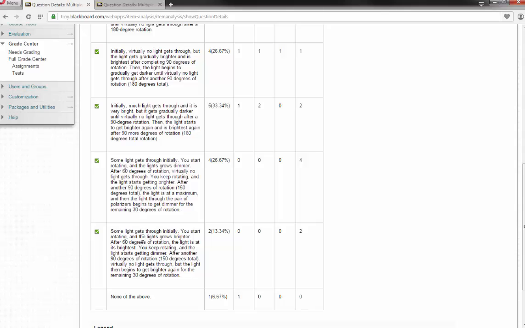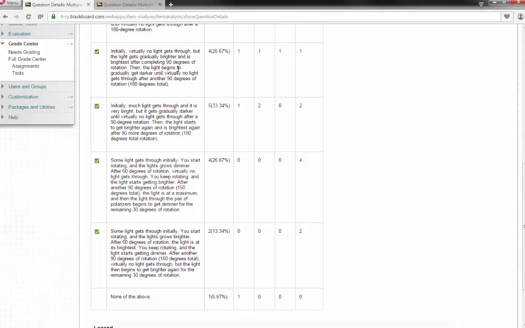All four of these work out okay because they start off and then they end up with the same condition. So this one starts off darkest, gets brighter as you rotate it, and then ends up darkest again.